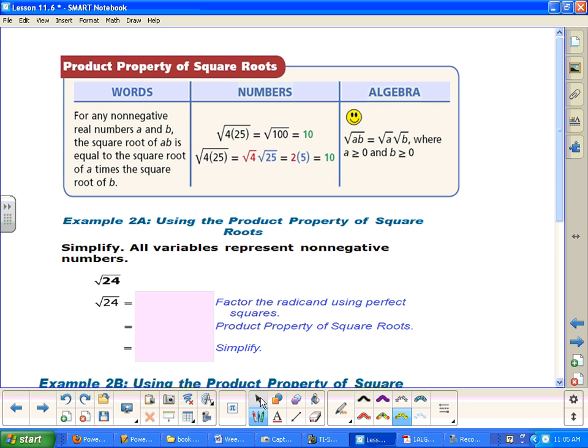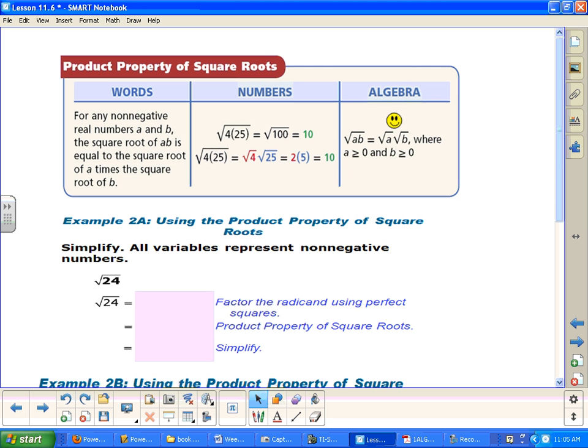And the product property basically says that if we have the square root of a product of two numbers multiplied together, I can write that as the square root of each of those separately being multiplied. So the square root of A times B is equal to the square root of A times the square root of B. And in both cases, that letter has got to be a positive number. That's what A greater than 0 and B greater than 0 means. You got to have positive numbers.